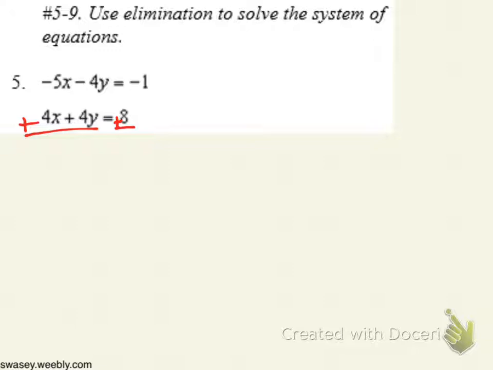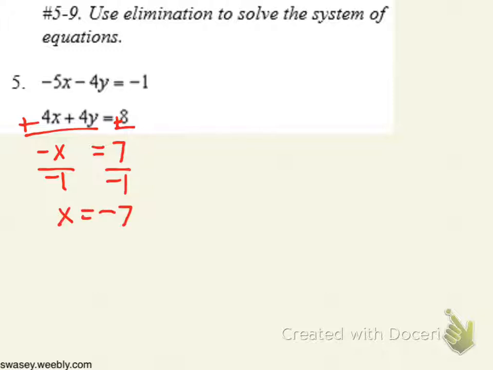Negative 5x plus positive 4x is negative 1x, or just negative x. Negative 4y plus positive 4y is 0, it's eliminated. Negative 1 plus 8 is 7. Now to get rid of multiplying by a negative 1, divide both sides by a negative 1. And so x is negative 7.